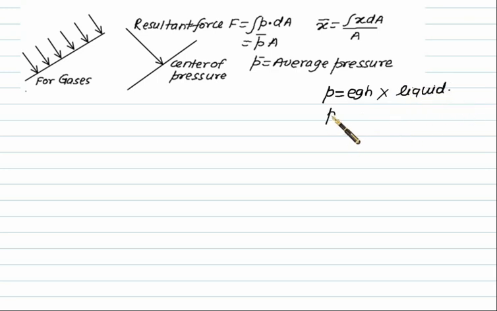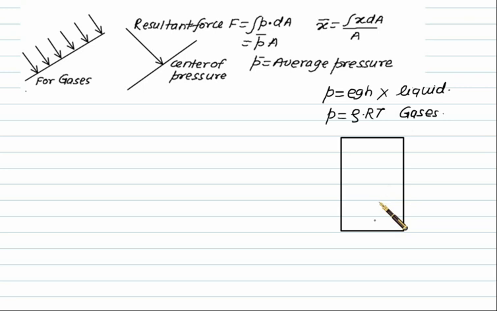Whereas the pressure is equal to rho multiplied by R multiplied by T. This is valid for gases. Suppose we have a tank here, then the pressure will not change with respect to height because it is not a liquid, it is a gas. What matters here is the temperature of the gas in this vessel. So at any level the pressure remains constant, that is a uniform pressure distribution. If I want to show the pressure here, it has the same arrow.